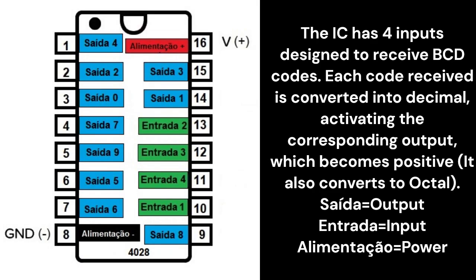The IC has 4 inputs designed to receive BCD codes. Each code received is converted into decimal, activating the corresponding output, which becomes positive. It also converts to octal.